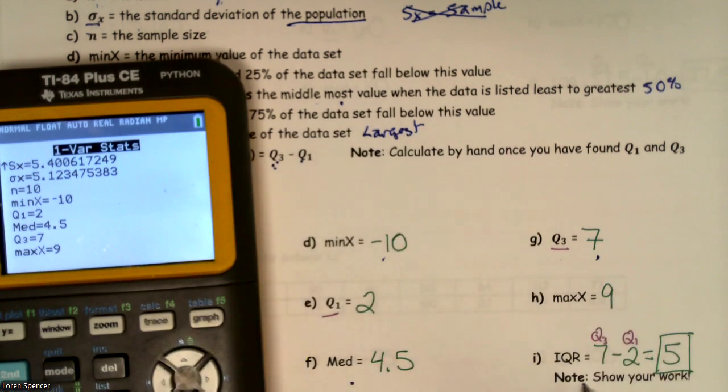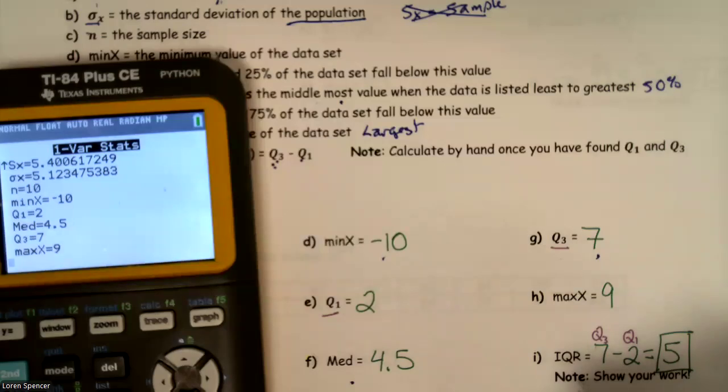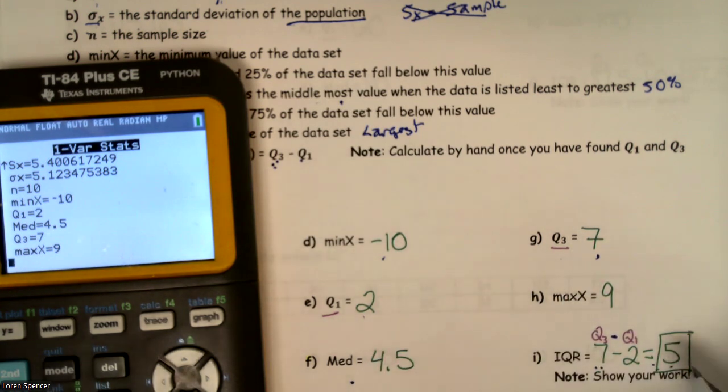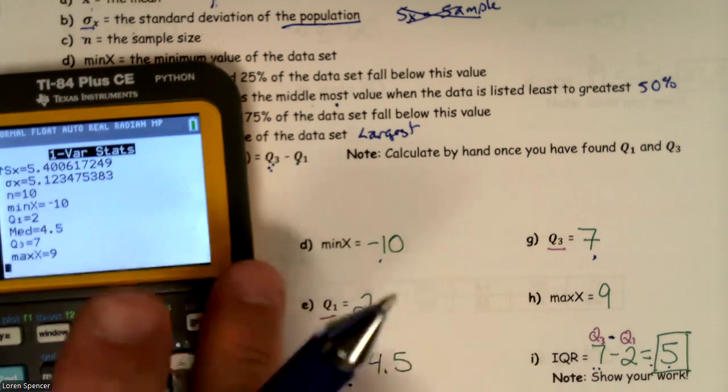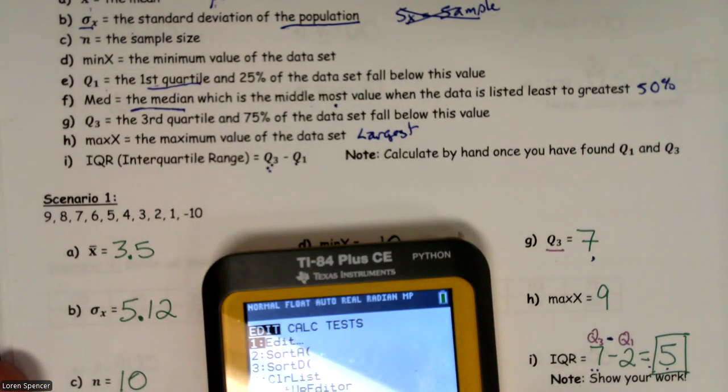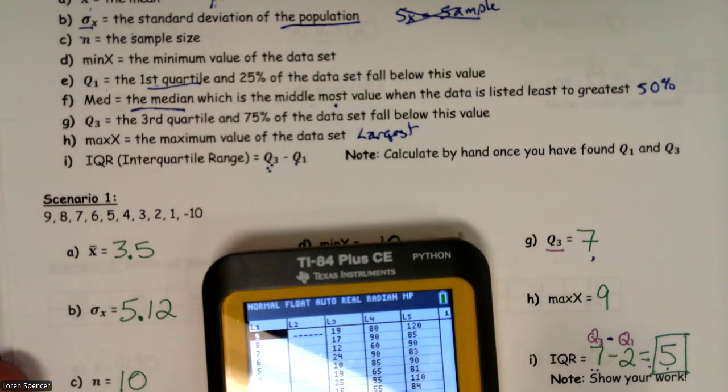All right, IQR is not calculated, but remember, IQR is Q3 minus Q1. So Q3 was 7, Q1 is 2, and 7 minus 2 is 5. Moving right along. I'm going to go ahead and clear that out.